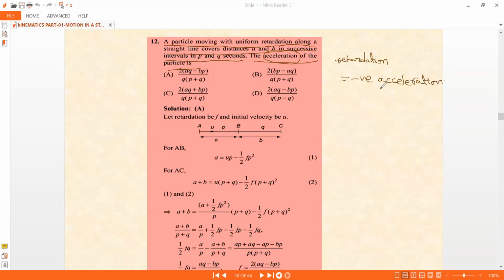So here we can see the correct option is A. So why it is A, we will see now. In the problem, they assume the retardation is F and the initial velocity is U. So we are going to use the equation S is equal to ut plus half at square. So this is the equation we are going to use.